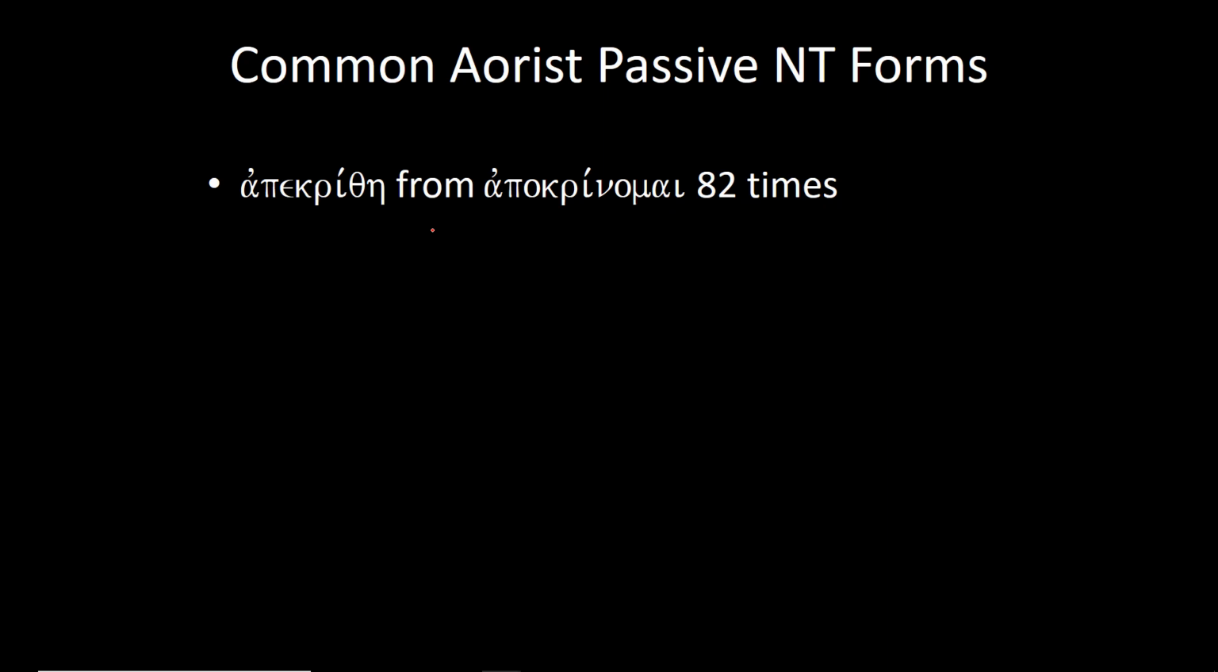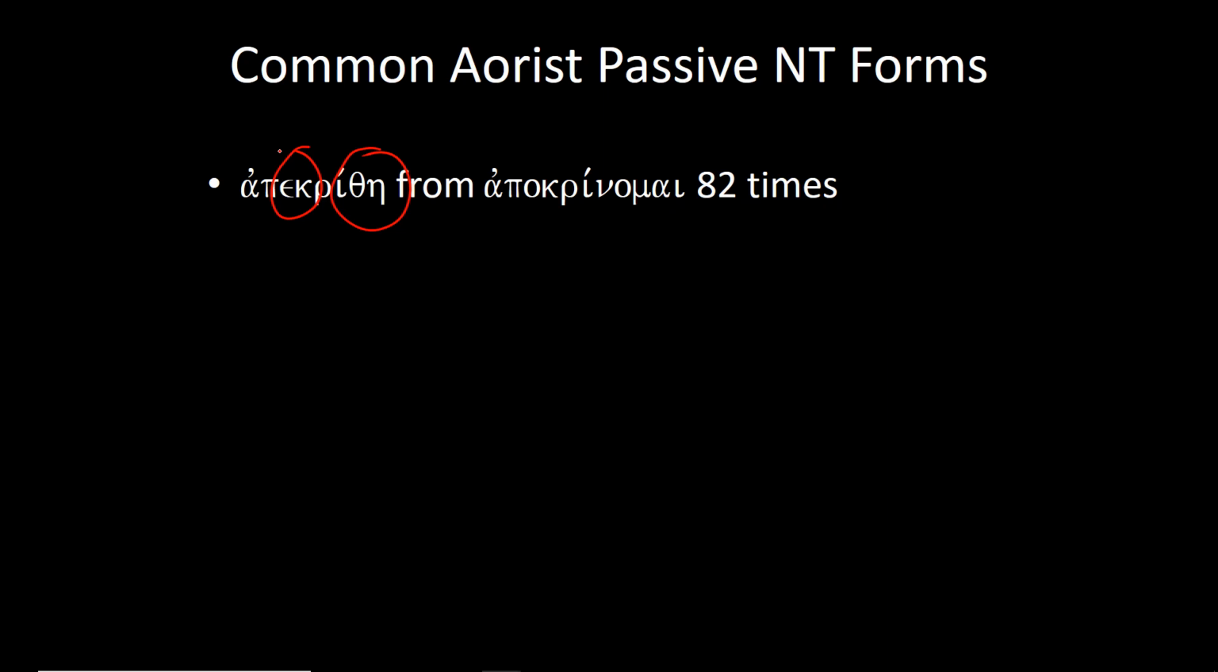I want to show you some of the most common aorist passive forms in the New Testament. This first one is from apokrinomai, I answer. It's a deponent, has that middle ending, or for those who reject deponency, it would be a middle-only verb. This one occurs 82 times. So here's the theta eta. The augment comes right where it's supposed to when you have a prepositional prefix. It comes at the beginning of the verb stem, after the prepositional prefix. So it kind of looks like it's in the middle, but it's right before the verb stem.